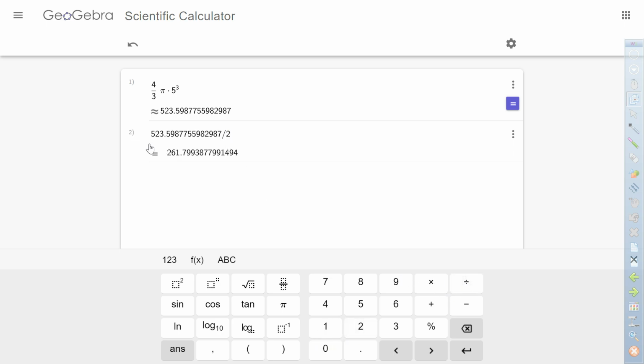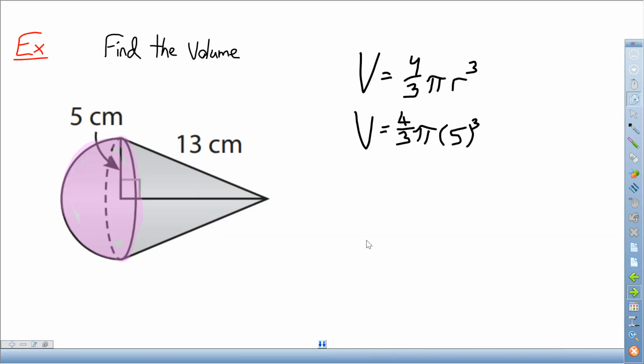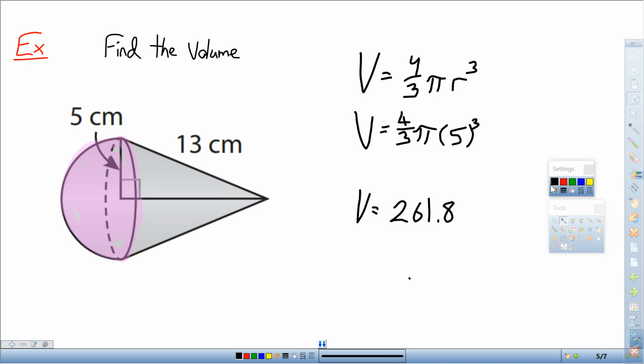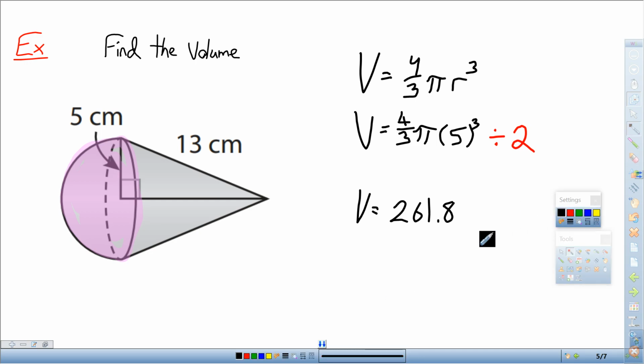So I'm dividing this entire thing and I'm getting 261.79. So I'm going to round that 7 up to an 8. So 261.8. And by the way, in your notes, show yourself that we took this and divided it by 2 to get this answer. So there's the volume of the hemisphere, the half sphere.